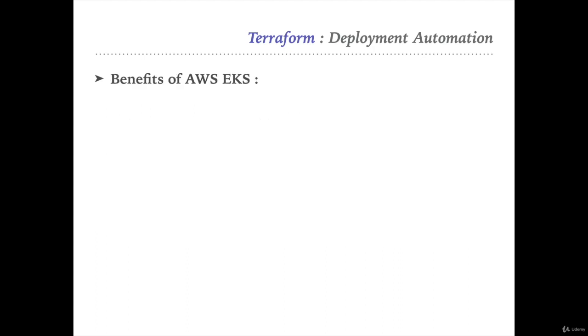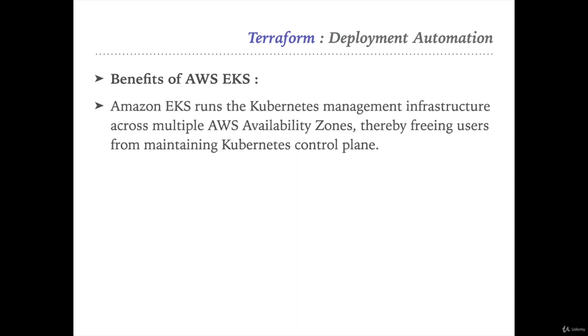Let's understand a few benefits of AWS EKS. The Amazon EKS service runs the Kubernetes management infrastructure across multiple AWS availability zones, thereby freeing the user from maintaining the Kubernetes control plane. So whenever we deploy the Kubernetes cluster in AWS, it automatically manages the infrastructure in multiple availability zones, so that if AWS faces a single zone failure, another zone will support the application.